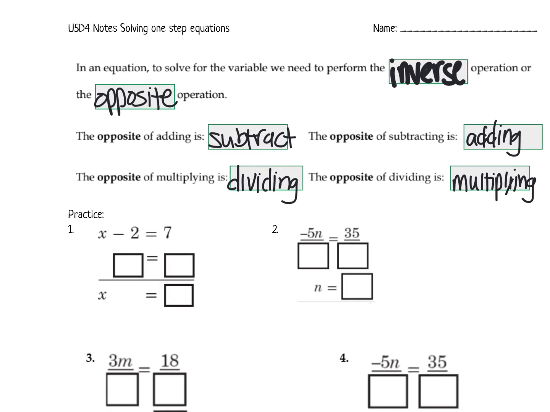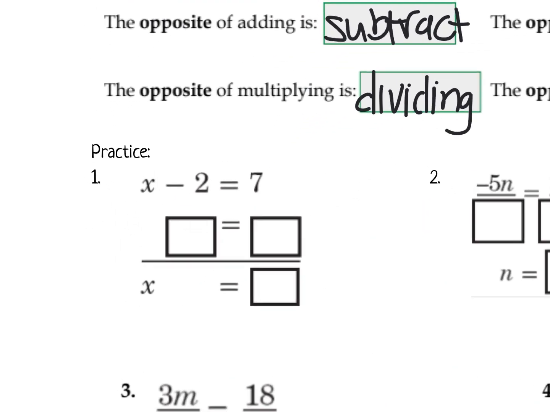So moving on to number 1, our equation is x minus 2 equals 7. So we're trying to isolate the variable x, trying to get x alone. And I see that in my equation I have minus 2, subtracting 2. So I'm going to do the opposite and add 2 to both sides.